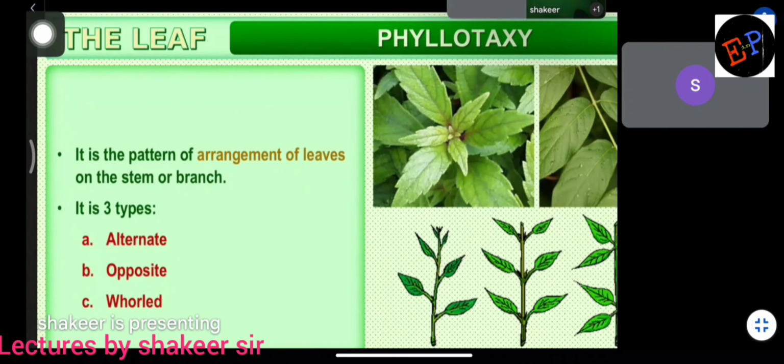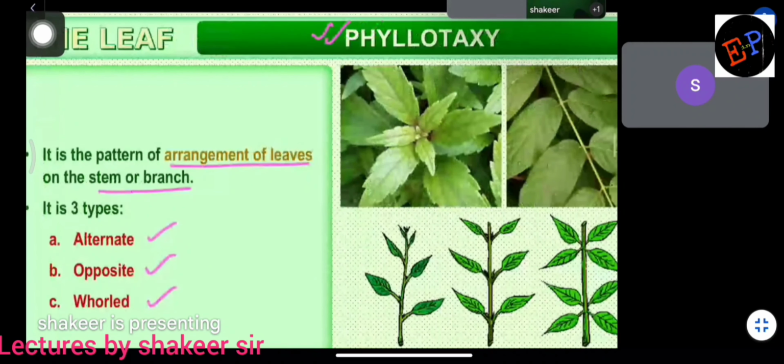Next, phyllotaxy. What is meant by phyllotaxy? It is the pattern of arrangement of leaves on the stem or branch. It means how leaves are arranged on the branch. Based on that, we have classified the leaves into three types, and this arrangement of leaves is called phyllotaxy. The first is the alternate type of arrangement, the second is the opposite type, and the third is the whorled type.